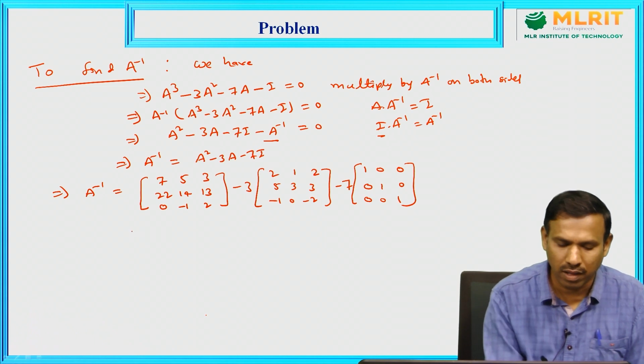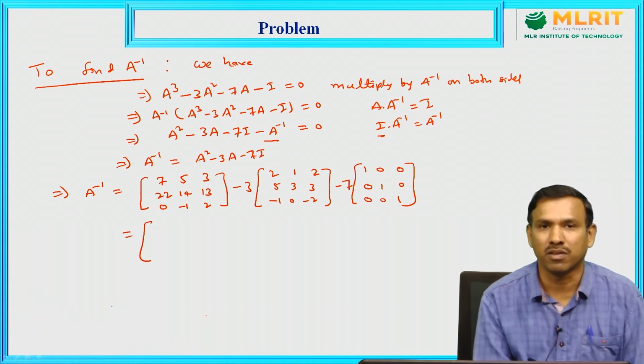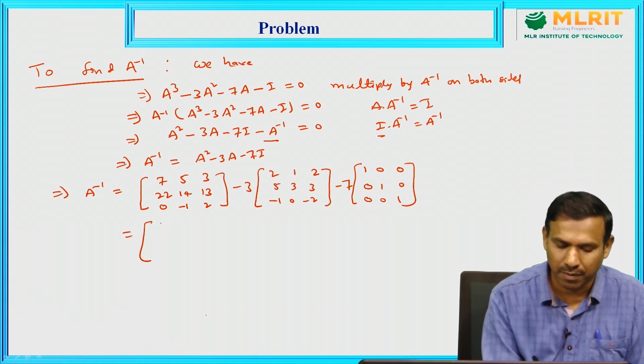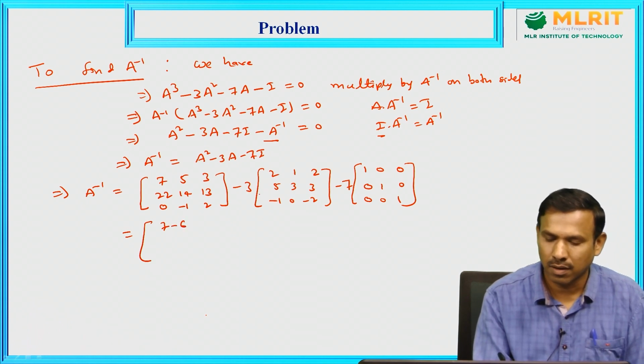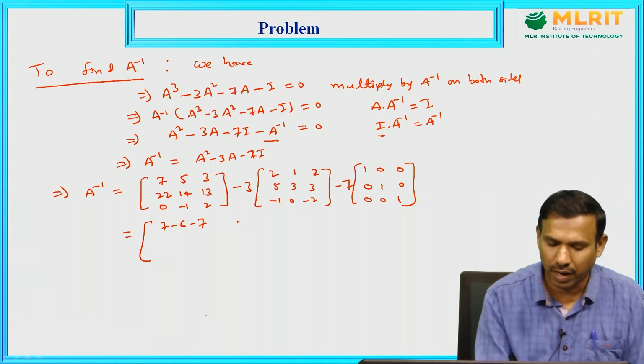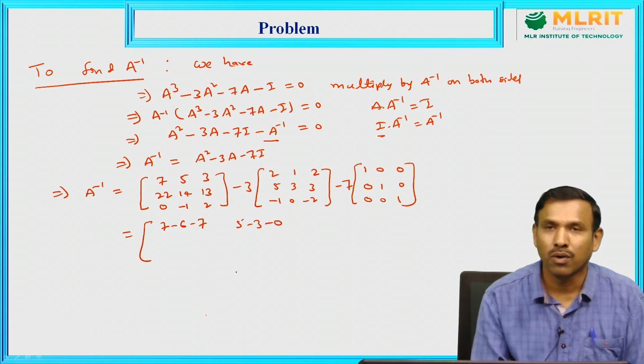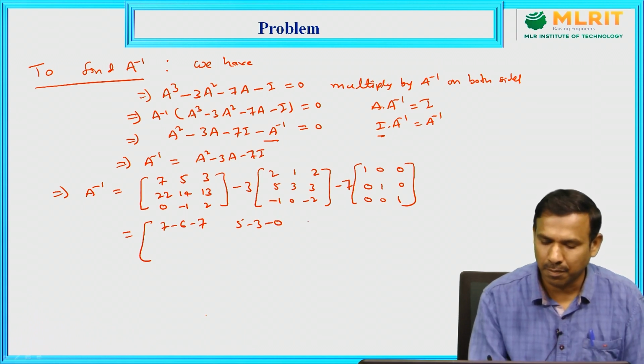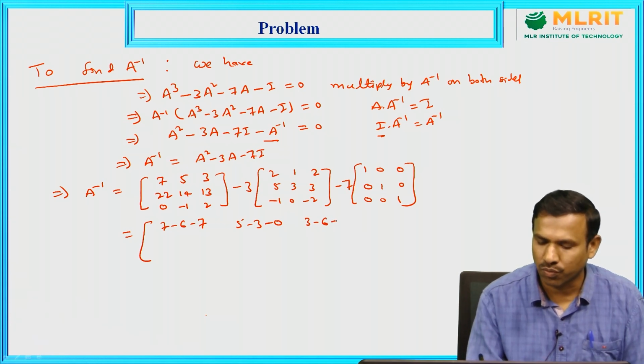How to add all the elements? We know very well, all corresponding elements. Just now we have done the previous problem. 7, minus 3 into 2, minus 6, minus 7 into 1, minus 7. First element, second element: 5, minus 3 into 1, minus 3, minus 7 into 0, minus 0. Next, third element: 3, minus 3 into 2, minus 6, minus 7 into 0, 0.